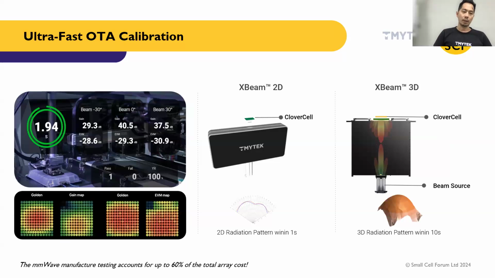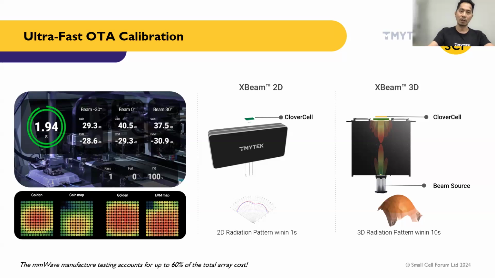So we mentioned that our cloud cell is fully calibrated, and we know that mmWave calibration takes a very long time. So this is our in-house invention. We call it S-Spin. It can do very quick OTA calibration. So we have 2D and 3D, which means we can test the beam in 2D, or we can measure a beam in 3D within 10 seconds.